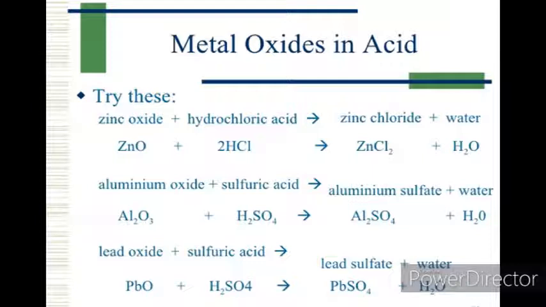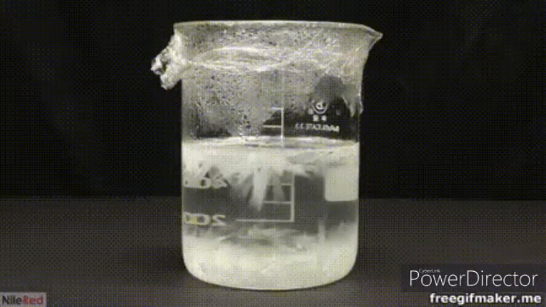Our first example is zinc oxide reacting with hydrochloric acid, which results in the formation of zinc chloride and water. Second equation is aluminium oxide reacting with sulfuric acid. It will form aluminium sulfate and water. And the third example is lead oxide, which reacts with sulfuric acid to form lead sulfate and water. So out of all these equations, we can conclude that when metallic oxides react with acids, they will always form salt and water.